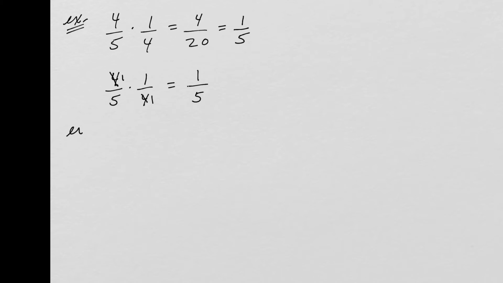What if we square something? Remember when we talked a little bit about exponents and powers? 1/8 squared means 1/8 times 1/8. Again, I can't simplify, so I multiply numerators: 1 times 1 is 1, and then 8 times 8 is 64. And that would be my answer. So 1/8 squared is 1/64.